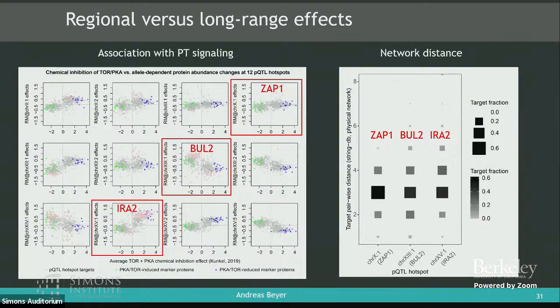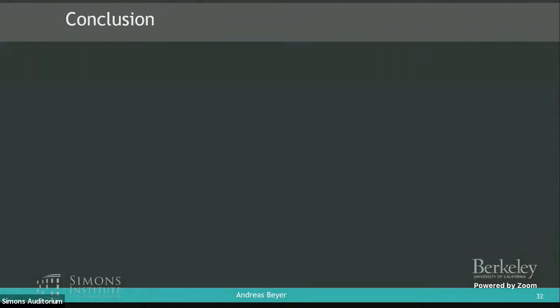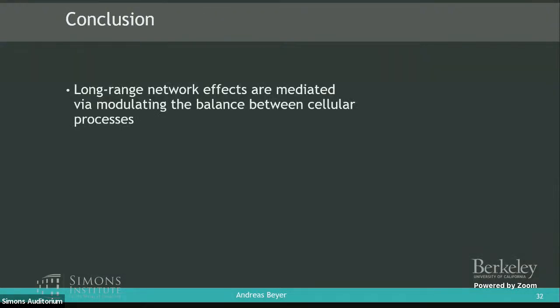So you have a lot lower fraction of target genes here, but you have many more targets with long distances. Here, I don't know if you can see it in the back, but there's still dots here, up to a distance of 8, which doesn't exist for ZAP1. So that means that the ZAP1 targets are much more compact in the network than targets of IRA2 and BOL2. Okay, so long-range network effects are mediated via modulating the balance between cellular processes.